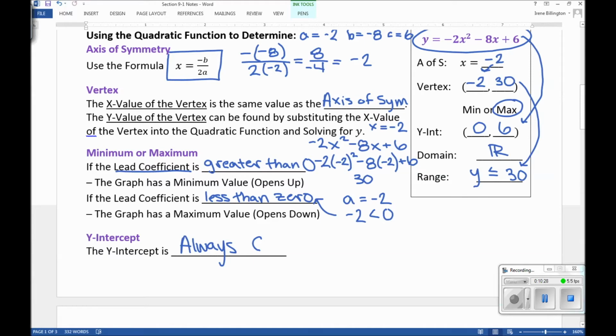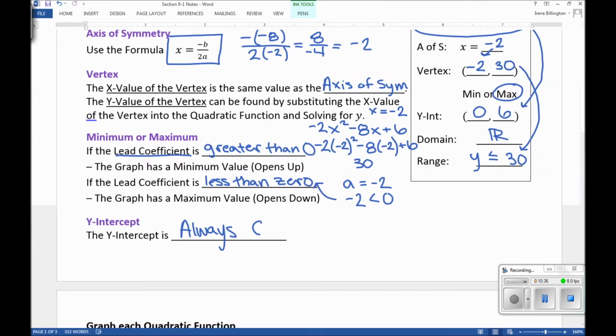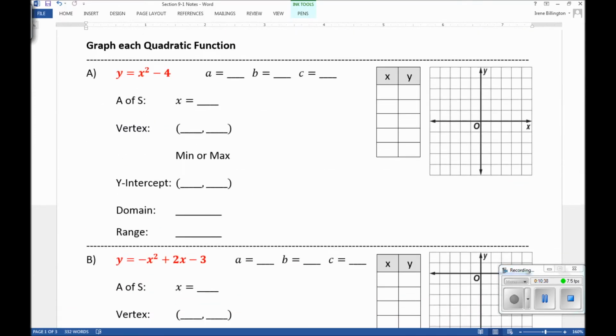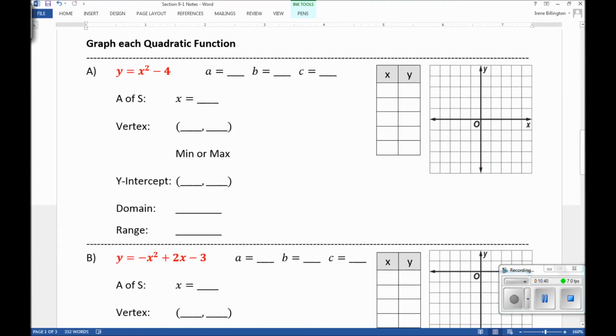All right, so what we just did here is exactly what we're going to have to do in order to graph these quadratic functions, which is the next thing that we're going to look at. All right, graphing our quadratic function. Find your axis of symmetry, find your vertex, minimum and maximum, y-intercept, domain, range. We're going to find all of this information, we're going to create a table, and we're going to graph the quadratic function.